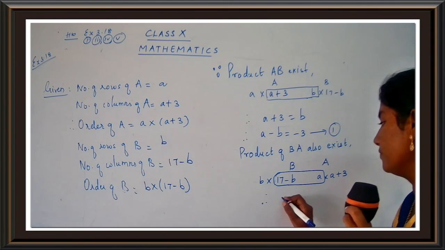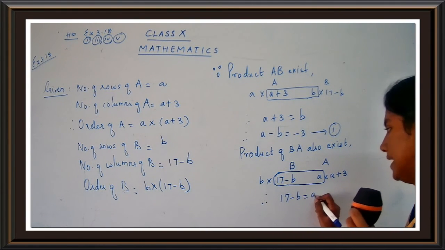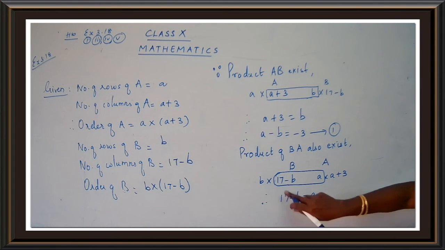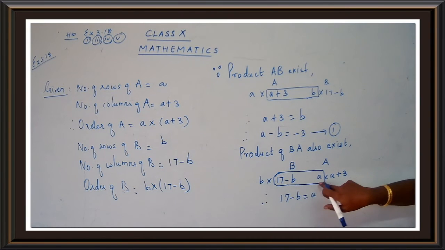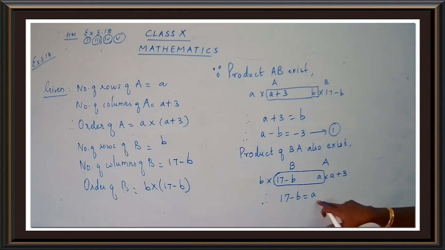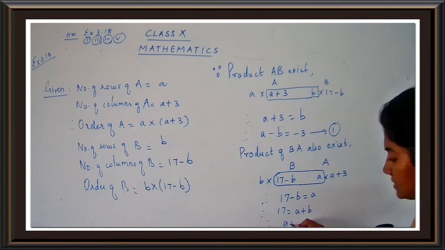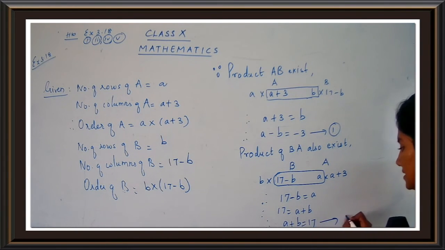So what I can say, therefore, 17 minus B is equal to A. I have just taken the middle part as it is. 17 minus B is equal to A. That is, I have taken the column and the row. So 17 minus B is equal to A. I am going to bring the numbers and the variables on one side. So I will keep 17 on one side. Minus B, when it goes to the RHS, it turns to be A plus B. Therefore, I am just going to arrange in a proper order. So A plus B is equal to 17. Mark this as number 2.